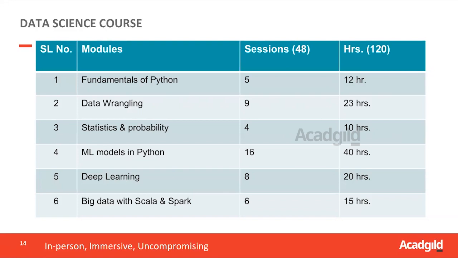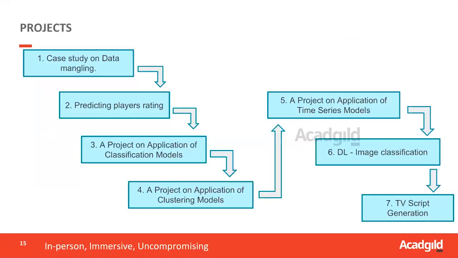The project structure starts with a case study on data wrangling, predicting the players' ratings. This is one of the data sets. The next project would be application of classification models. Project 4 is application of clustering models. Project 5, application of time series models. Project 6 is about deep learning, that is image classification. And the 7th is natural language generation, or TV script generation. Typically 7 projects are part of the data science course.